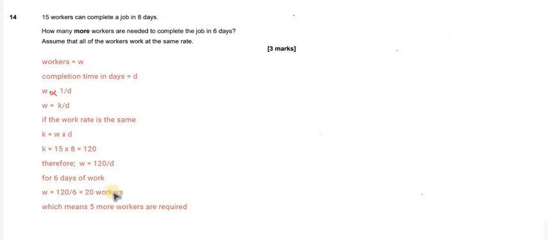But the question asks how many more workers. So we had 15 before, now we need 20. That means we need 5 more workers to complete the job. So 5 more workers are required.